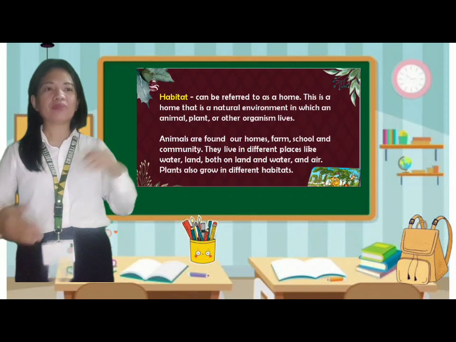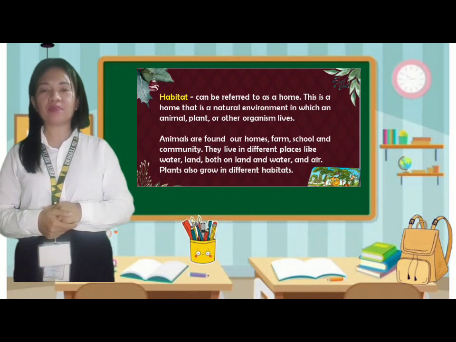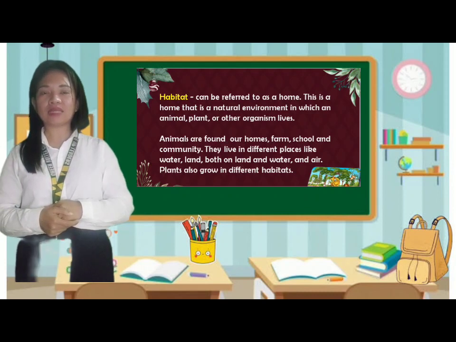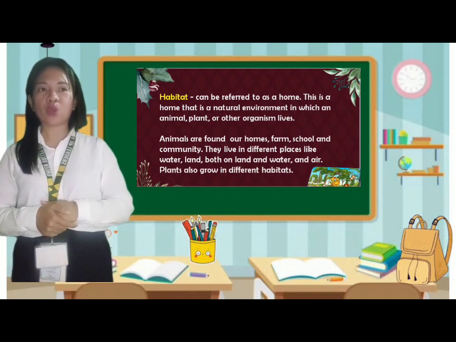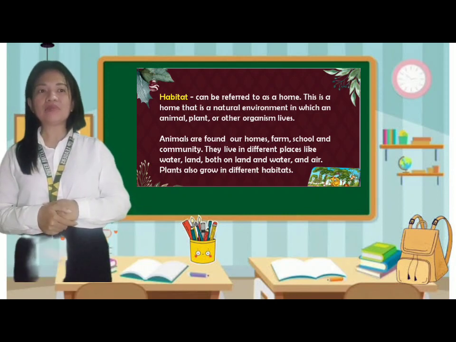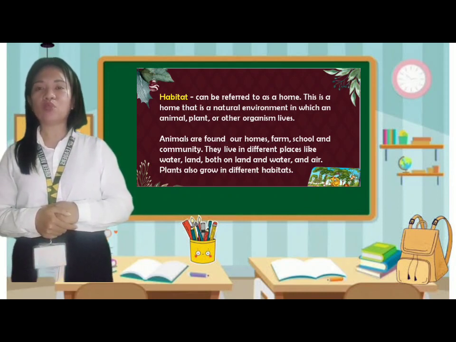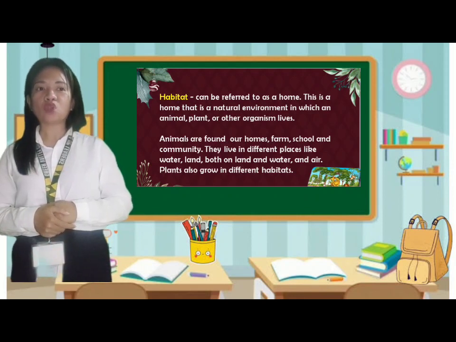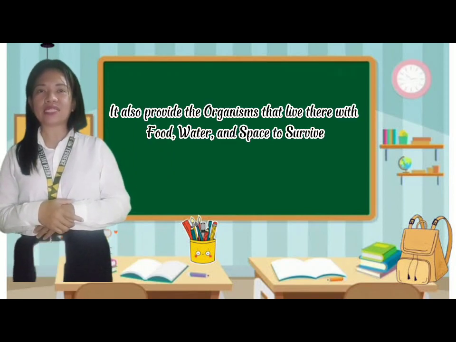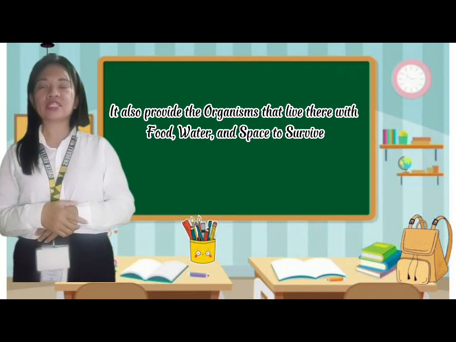Habitat can be referred to as a home. This is a natural environment in which an animal, plant, or other organism lives. Animals are found in our home, farm, school, and community. They live in different places like water, land, both on land and water, and in air. Plants also grow in different habitats. A habitat also provides the organisms that live there with food, water, shelter, and space to survive.